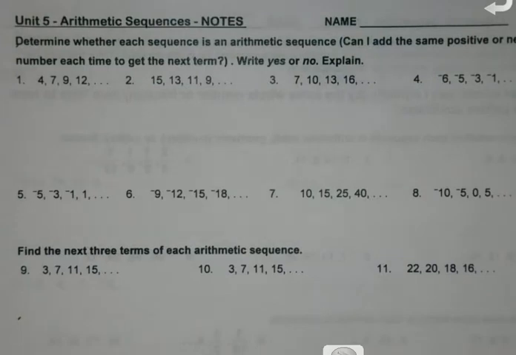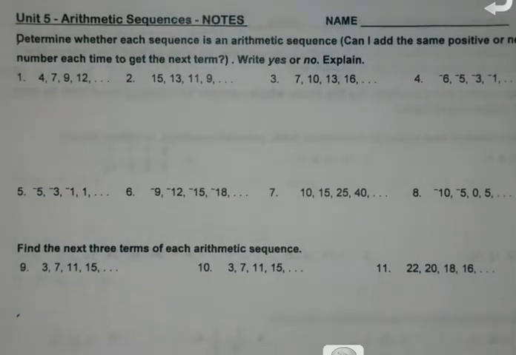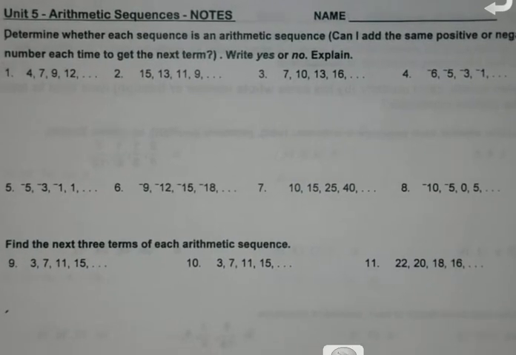So, we're going to talk about sequences. They're called arithmetic and geometric, okay? So when I'm trying to figure out if something is arithmetic as a sequence, the question I have to ask myself is, can I add the same positive or negative number each time to get the next term? If I can, that's arithmetic, and I need to find the pattern. If it's not, then I just write no, and I'm done for right now.